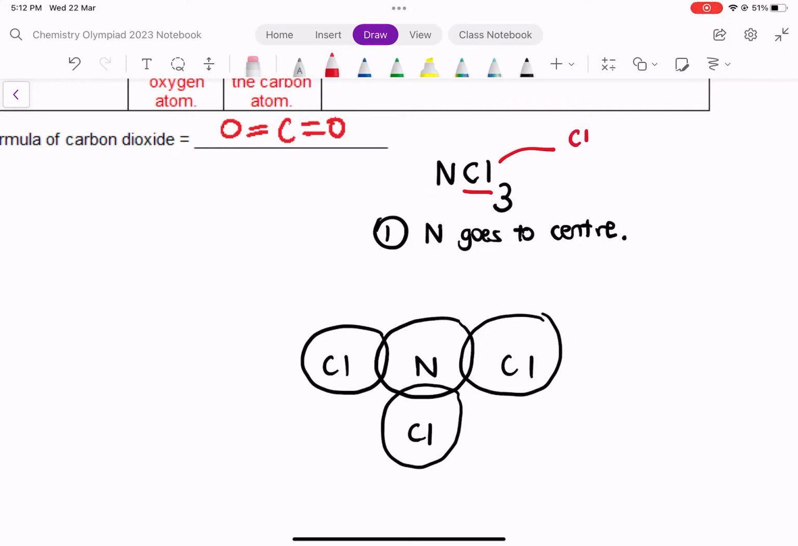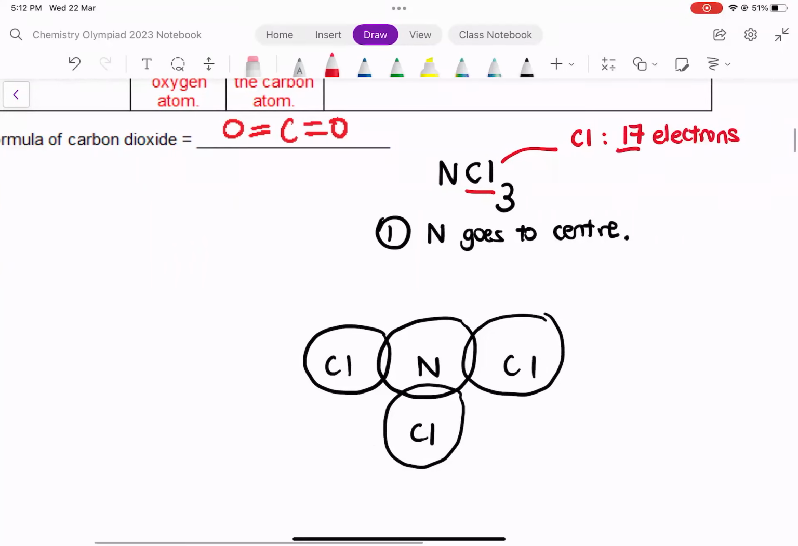Chlorine, if you go to the periodic table, has 17 electrons. So if chlorine has 17 electrons, it's arranged 2, 8, 7. It has 7 valence electrons. So each chlorine has 7 valence electrons, which again is not stable. It's not a fully filled valence electron shell. So it needs 1 more electron.